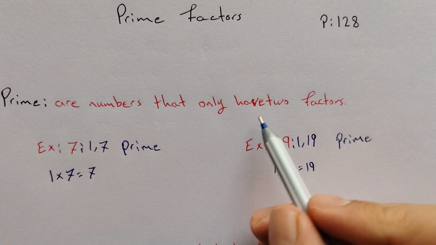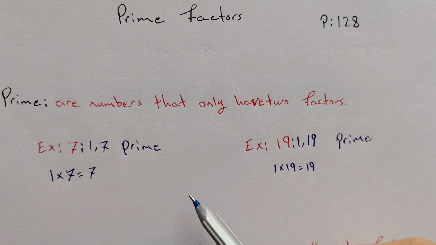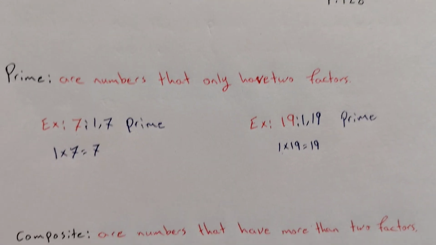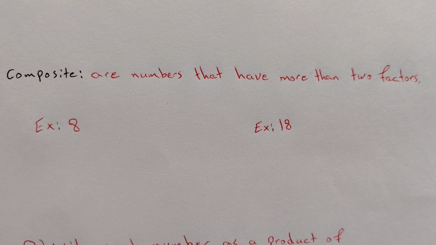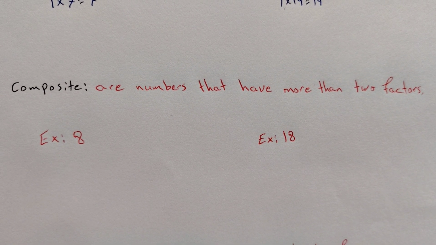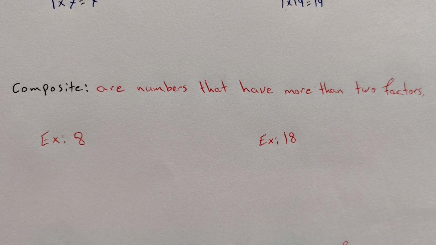Okay. If we only have two factors, we call it prime. Then what if we have more than two factors? If we have more than two factors, we call that number a composite number. Composite numbers are numbers that have more than two factors. For example, 8. Let's check it.